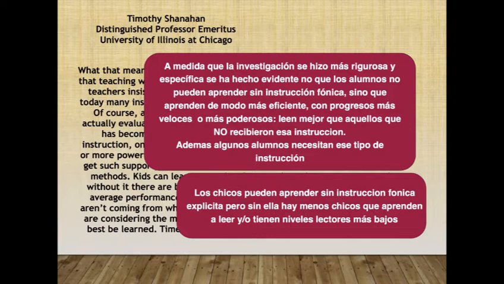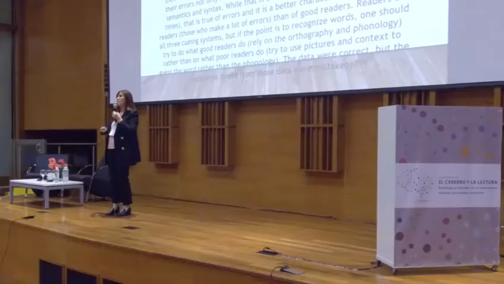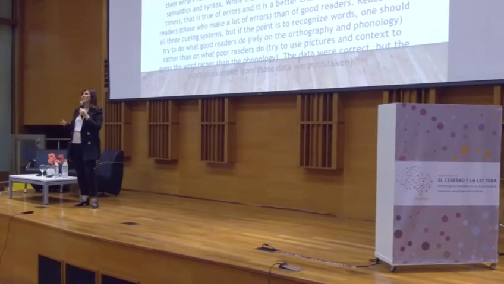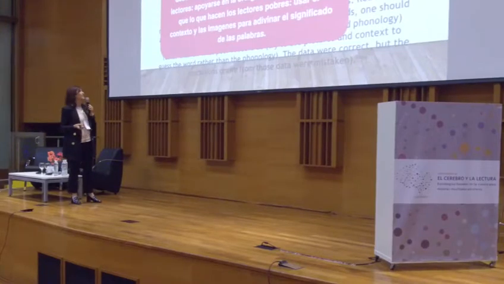Children can learn without explicit phonics instruction, but without it, many children learn how to read, although they have lower reading levels. New data, new prospects make us rethink the problems. The smartest thing is to give students explicit learning on sound, symbol, grapheme, and phoneme. Why insist on keeping ideas that cannot be kept? How should we insist on something that has no evidence?